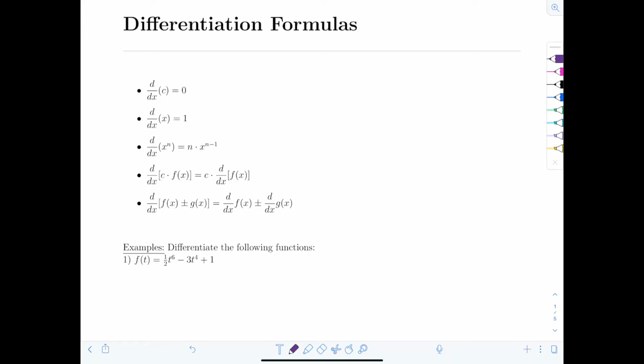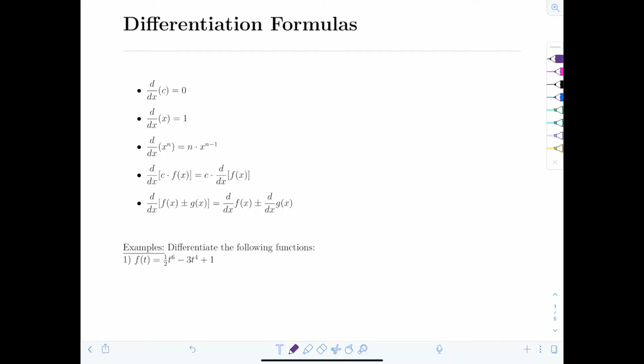Welcome to Calculus 1 video lecture number 9 on differentiation formulas. Now, in the previous lessons, we looked at how to find the derivative of a function at a certain point using the limit definition. And we also learned how to find the derivative as a function using the limit definition as well. However, now we're going to look at some formulas that allow us to differentiate a lot more quickly without having to apply that limit definition every single time.